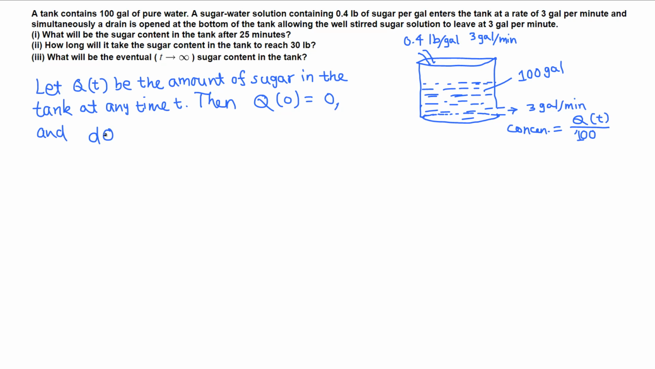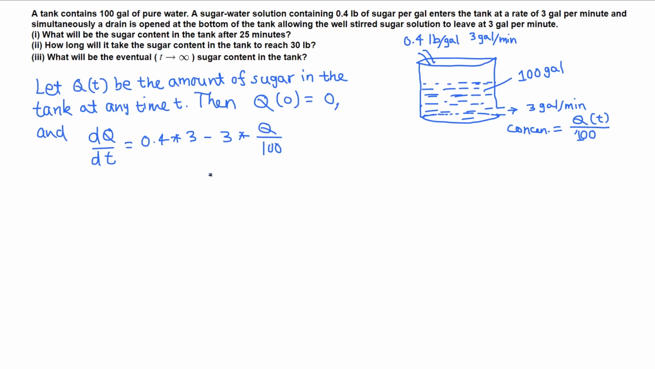The rate of change of sugar content at any time t, dQ over dt, is this flow rate in. So we multiply these two, 0.4 times 3, minus the flow rate out. So just rate out, 3 times this, 3 times, I'm going to drop t, just write Q over 100. Okay, Q(t) means Q as a function of t. And now let's solve this equation.